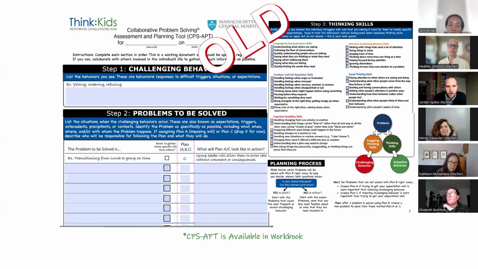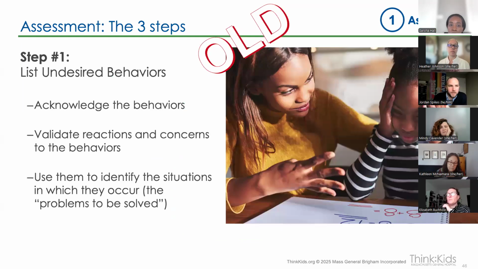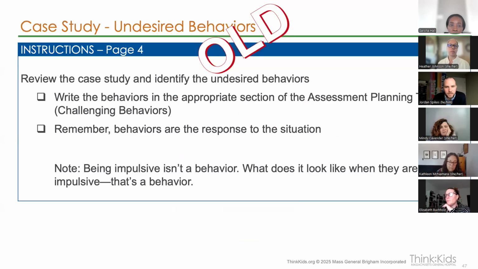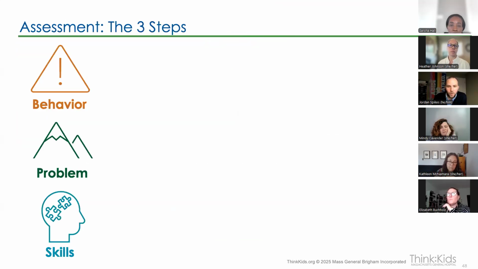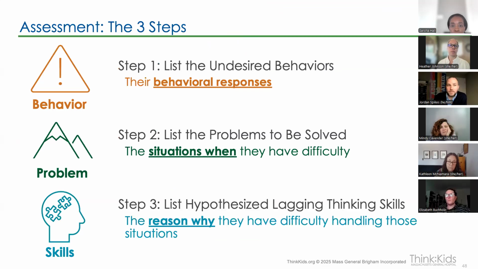And then we had our APT. And then we talked about 3 steps here. We went into an activity. Now we have the 3 steps that look like this, which again we wanted iconography that makes people think, oh, this is behavior, this is a problem, this is skills, that we use throughout. Same with colors.